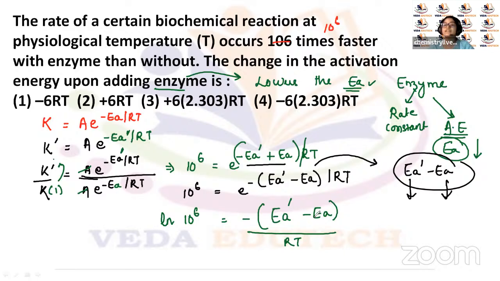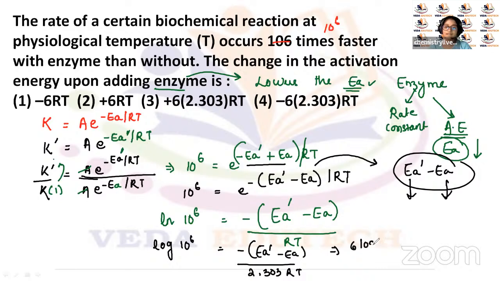Now if you are going to convert it into log, what are you going to get? You will get log 10 to the power 6 is equal to minus of (Ea dash minus Ea) by 2.303 RT. Yes, log 10 to the power 6 can be written as 6 log 10. Now this is equal to minus of (Ea dash minus Ea) by 2.303 RT. Yes or no, children? This is the thing that we got.